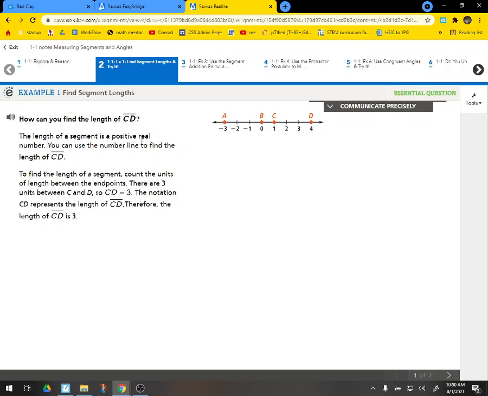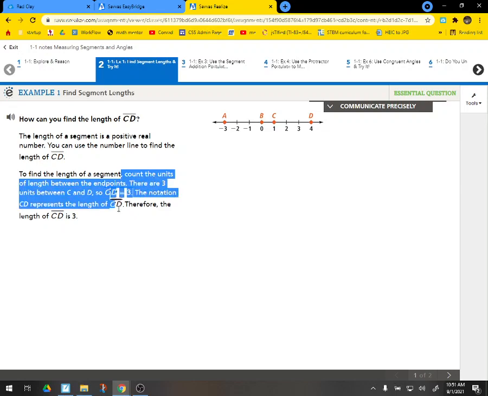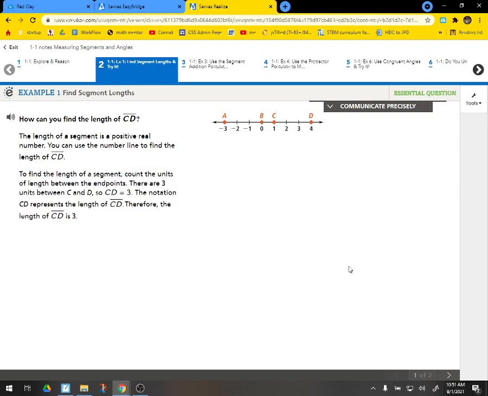The length of a segment is a positive real number. Oh yeah, right. Can length be negative? No. That'd be silly, right? Oh, that's -2 feet long. No, you would just say 2 feet long. So you can use the number line to find the length. So they suggest counting. So they're communicating precisely with us here.